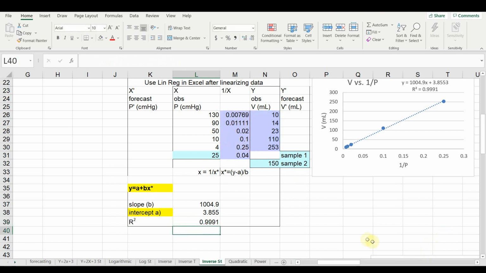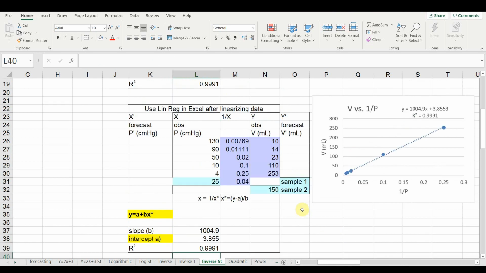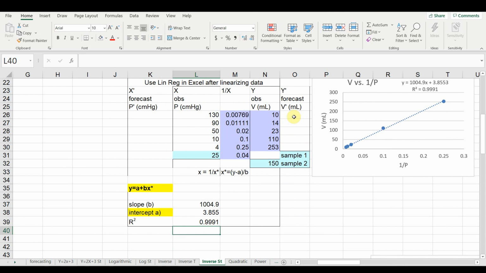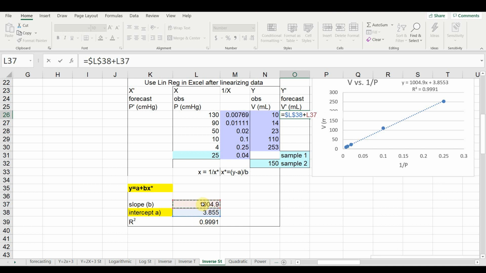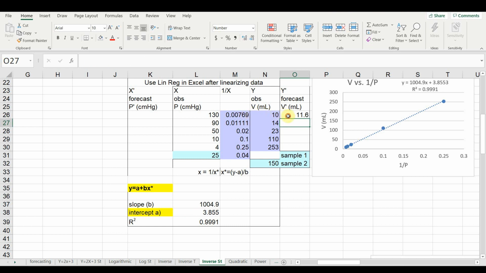All right, so now that we have the regression coefficients, we should be able to write equations. It'll be pretty straightforward for the y prime values. Y is equal to a plus bx. That'll be a, F4 for absolute reference, plus b is a slope, F4, times the x value, which is going to use 1 over x here. Enter. 11.6, that looks good. And we'll drag this down. All right, so those are good forecasts.